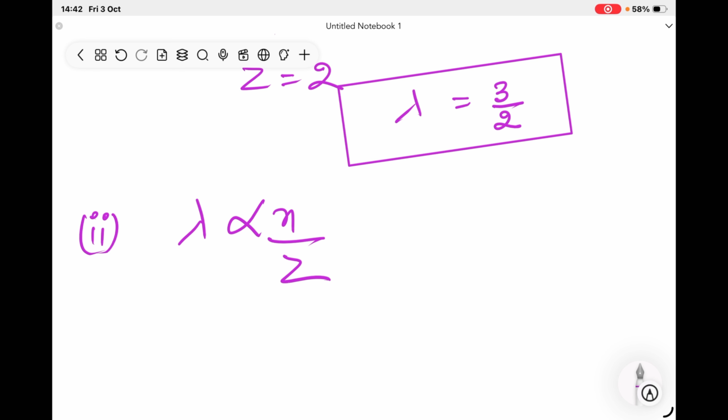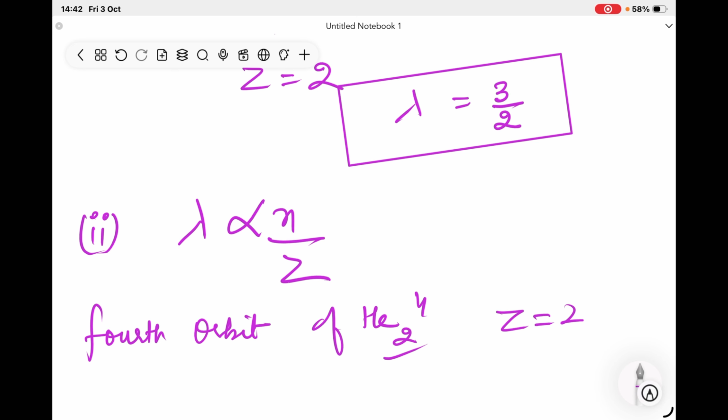Now they have said fourth orbit of helium. Again, helium is 2, 4, so my z is 2. This atomic number is z, and fourth orbit is 4. Let us substitute here. So my lambda is coming as, proportional to, 4 by 2. So that is 2.